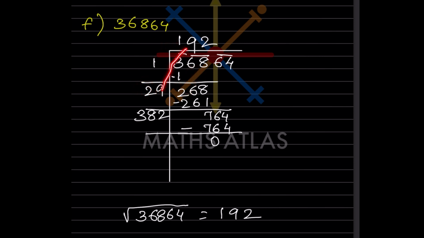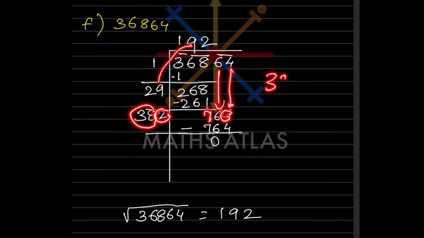So 29 into 9, that is 261. So here the remainder is 7. So 29 plus 9, that is going to be 38. So here you will write 38. So these two numbers down. So this is 4, which means it should be 2.